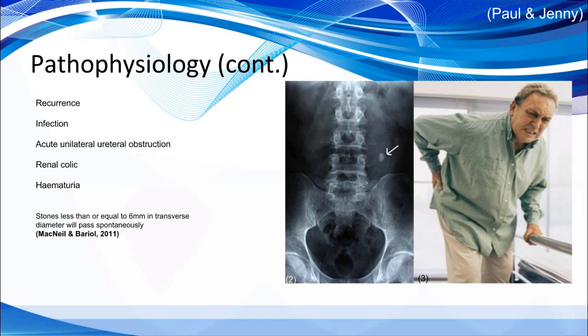Hematuria is the presence of red blood cells found in the urine. It generally occurs when renal calculi cause irritation to the lining of the kidneys or ureter.